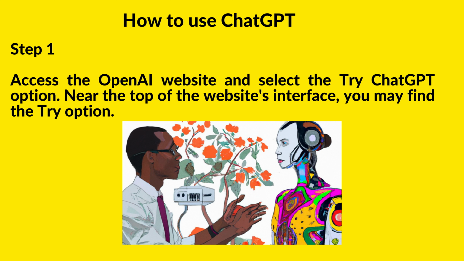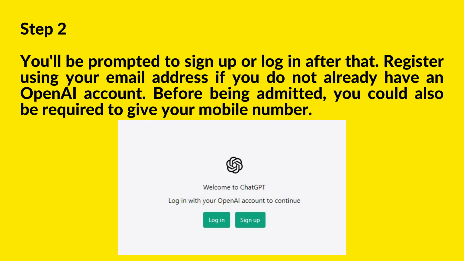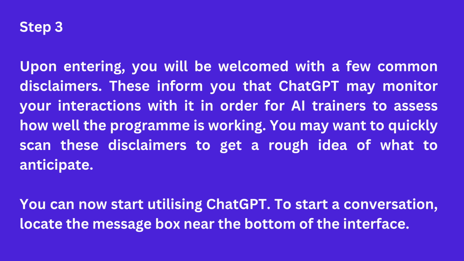How to use ChatBot? Step 1. Go to the OpenAI website and click on the Try ChatBot button. You will find the Try option toward the top of the website interface. Step 2. Up next, you will be asked to log in or sign up. If you do not already have an OpenAI account, sign up using your email address. You may also have to share your mobile number before you're let in.